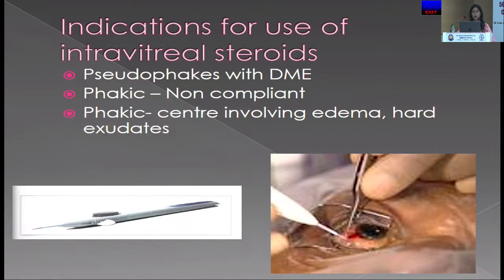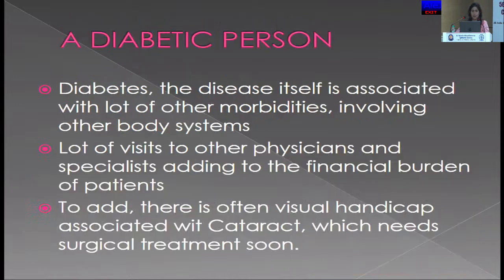If we talk about steroids, there are specific indications. Anti-VEGF can be used in almost all cases of DR. But with steroids, what the majority of us feel is that pseudophakes with DME do well with intravitreal steroids. We would prefer to give them intravitreal steroids, maybe even as a first line sometimes. If you feel the patient is non-compliant, it's difficult to follow up, they're not coming again, because of their long-term effect, phakic patients with center-involving macular edema, maybe with hard exudates, we would like to go in with a steroid implant.